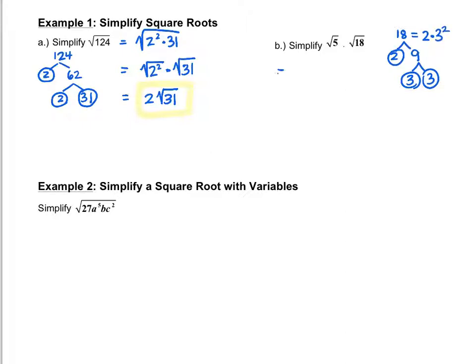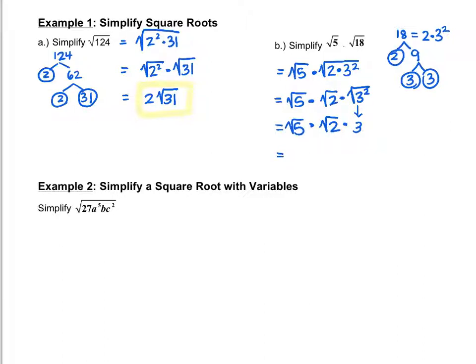That means what we're simplifying is going to be the square root of 5 times the square root of 2 times 3 squared. And that's going to be the square root of 5 times the square root of 2 times the square root of 3 squared. And the square root of 3 squared is 3. The other two are going to stay as they are. So our final result is we're going to have 3 times, and now we combine these two, inside times inside. So 3 times the square root of 5 times 2, which is 10.